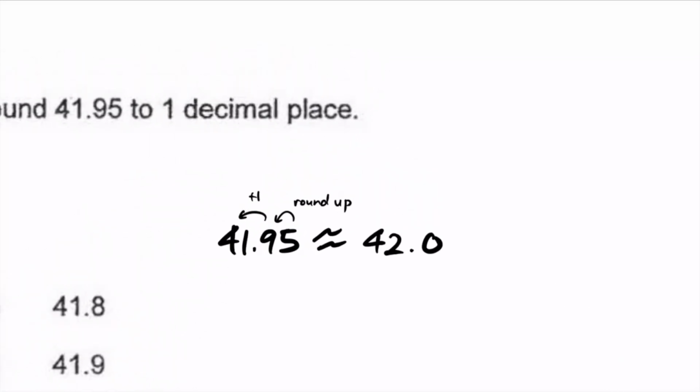41.95 rounded to 1 decimal place. So we're going to look at 5. This is the 1 decimal place. We're going to look at the number next to it. That's 5. 5 means we have to round that up. That's adding 1 to 9. That gives us 10. So we have that 0 here. And what happens to the 1? It gets carried over to 41 ones. So 41 plus 1, that gives us 42. And 0.0, that's the answer in 1 decimal place.